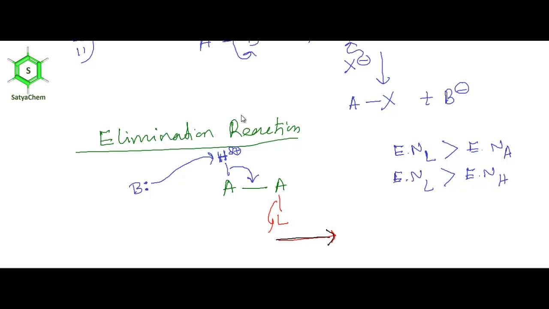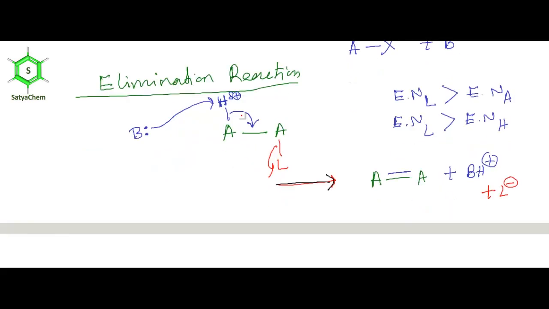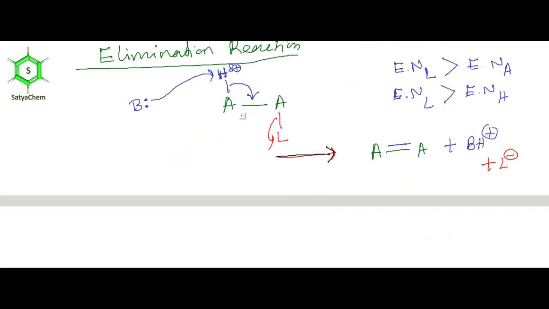In that case we'll get A double bond A, a new compound, and another product will be BH plus and L minus. So in another way, this elimination reaction may happen.